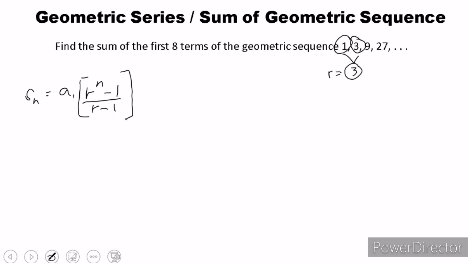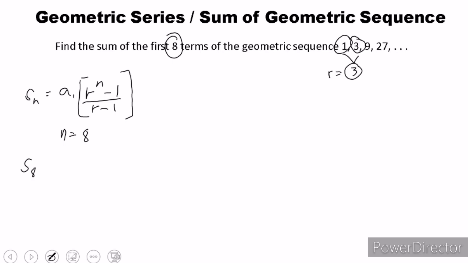Okay, where S sub n is the sum of the terms, kung pang ilang term siya, kunwari since dito 8 terms, so S sub 8, yung A sub 1 is the first term, R is the common ratio, N is the total number ng terms na pinag-a-add natin, minus 1 divided by yung R ulit, which is common ratio, minus 1. So, yung problem natin ay find the sum of the first 8 terms of the geometric sequence 1, 3, 9, 27, etc. Okay, so since we're looking for the sum of the 8 terms, n will be equal to 8. So, lahat ng n, papalitan natin ng 8.